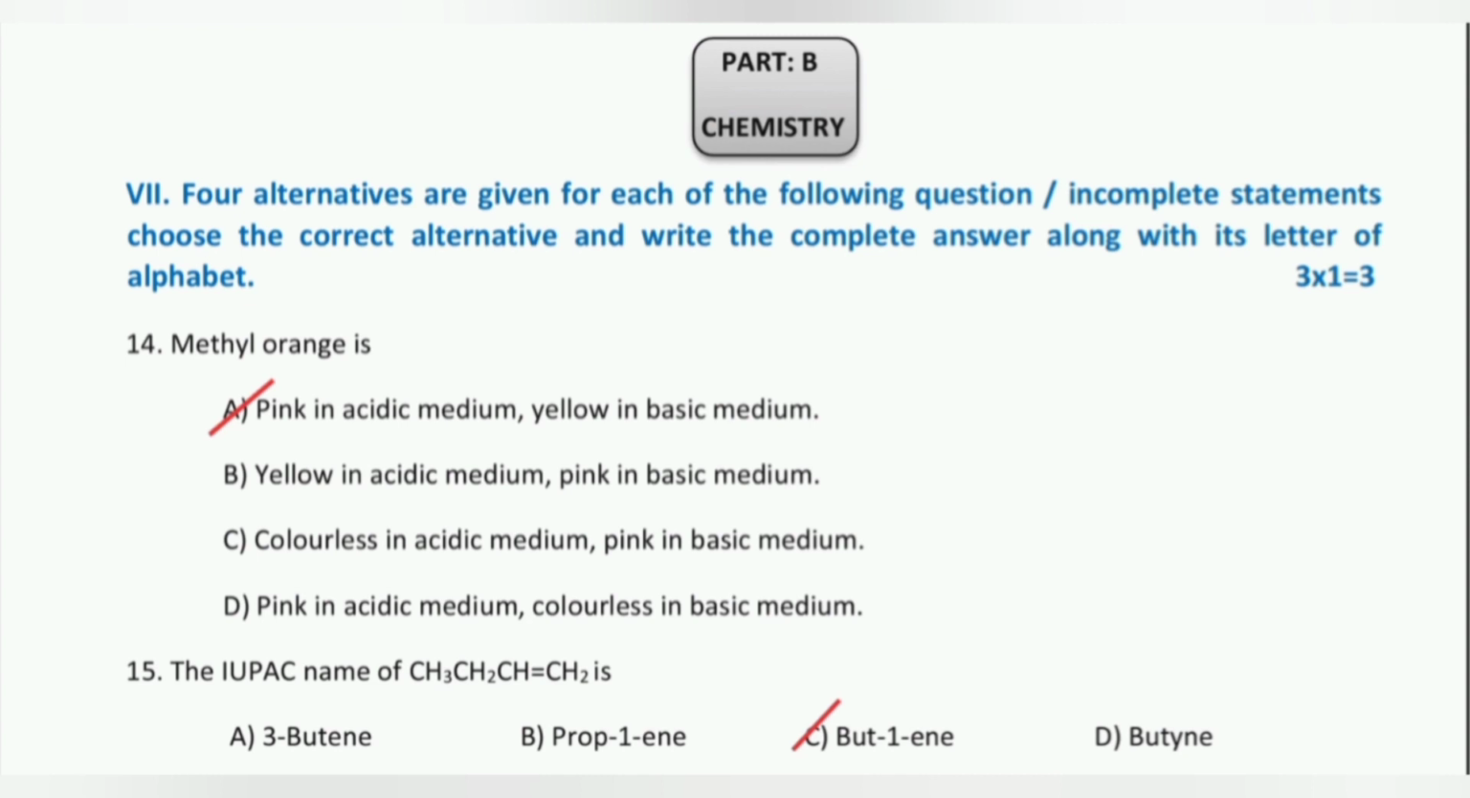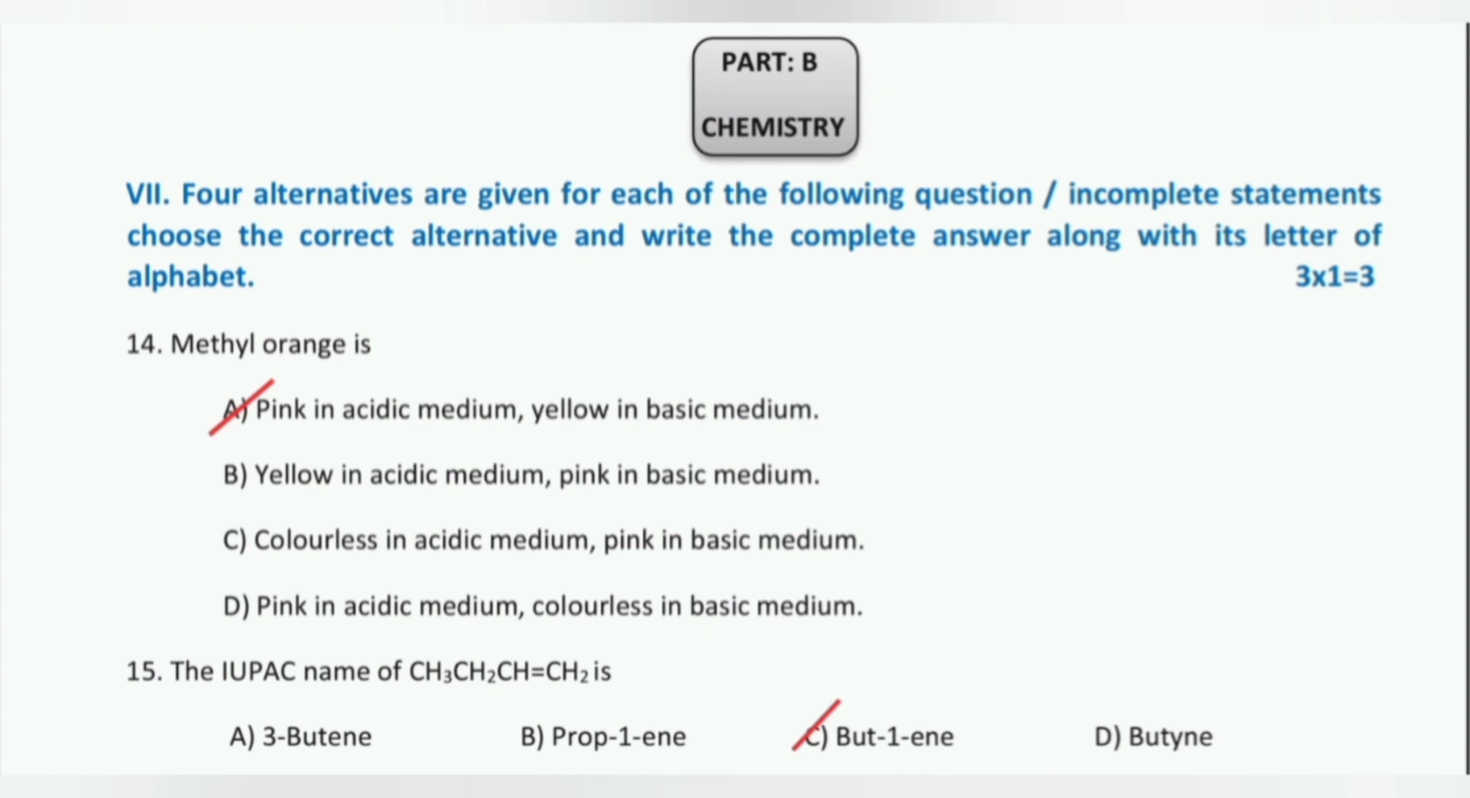The IUPAC name of CH3, CH2, CH double bond CH2 is, students count the number of carbon atoms, that is, there are 4 carbon atoms and a double bond is there, hence it is butene, that is option C, butene.